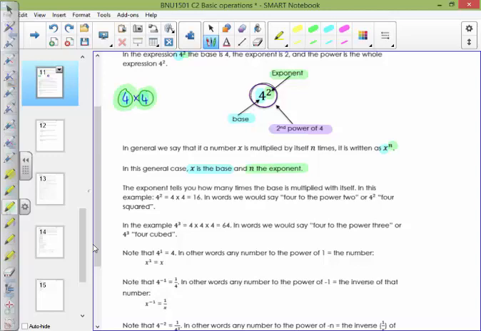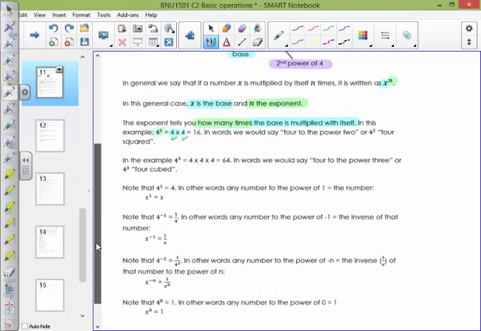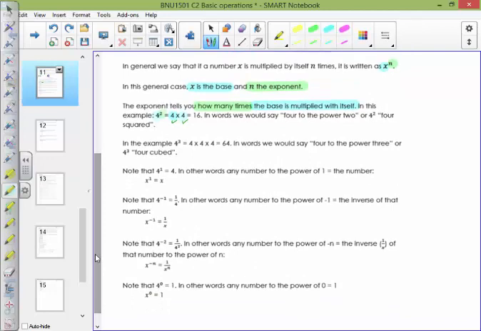The exponent tells you how many times the base is multiplied with itself. So for example, 4 squared, we've said, is 4 times 4. How many times? Once, twice. Okay, so in other words, 4 to the power of 2 is also known as 4 squared. If you've got 4 to the power of 3, that means you've got the base of 4 being multiplied with itself 1, 2, 3 times. 4 to the power of 3 is also known as 4 cubed.